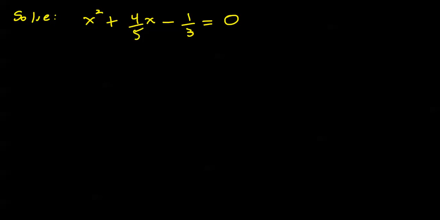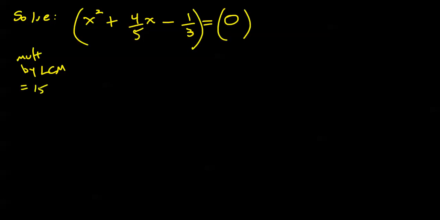Of course, we want to clear away these fractions, and we do that by multiplying through by the least common multiple of 5 and 3. Well, you've only got 2 denominators here, 5 and 3. The least common multiple of 5 and 3 is, of course, 15. So I'm going to multiply both sides by positive 15 to clear away those fractions.